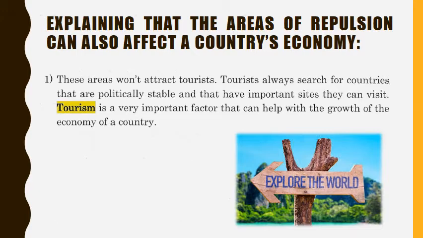Now, explaining that the areas of repulsion can also affect a country's economy. Number 1. These areas won't attract tourists. Tourists always search for countries that are politically stable and that have important sites they can visit. Tourism is a very important factor that can help with the growth of the economy of a country.